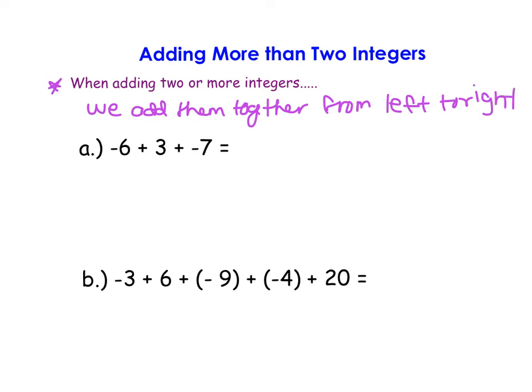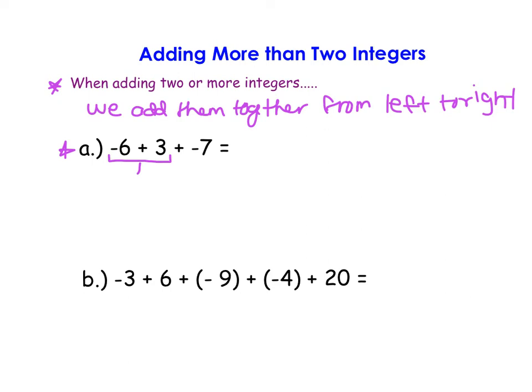What I like to do is do it in chunks and actually add two numbers at a time from left to right until I've added them all together. So for example, in this first problem here, we have negative 6 plus 3 plus negative 7. We're going to underline the first two numbers that we're adding together, and add them from left to right. Here you can either utilize your addition rules or your number line.